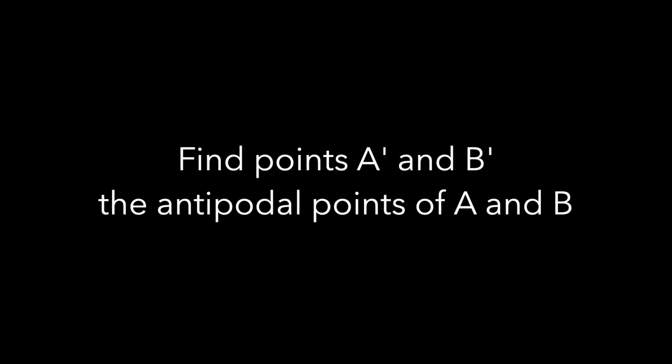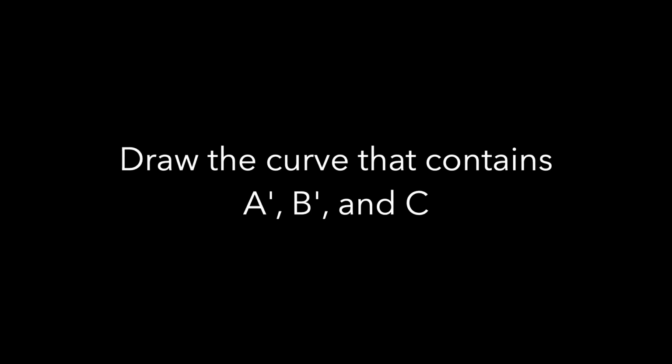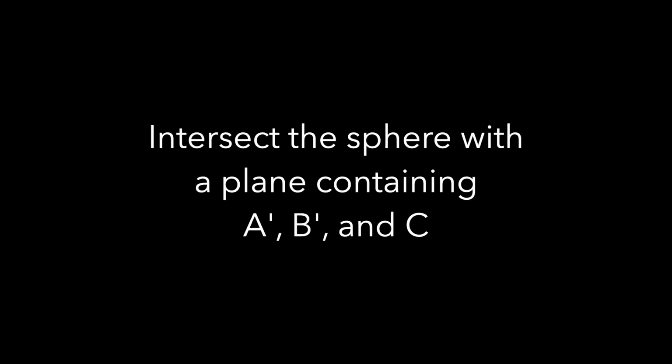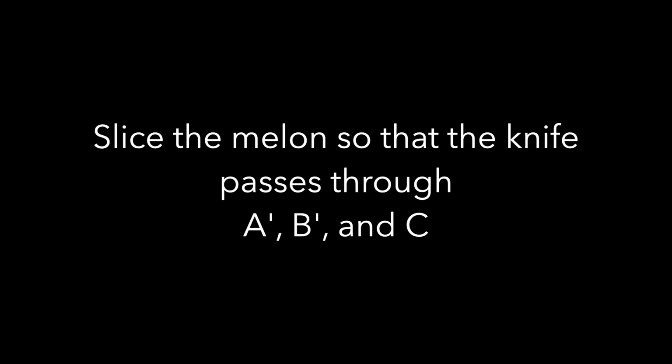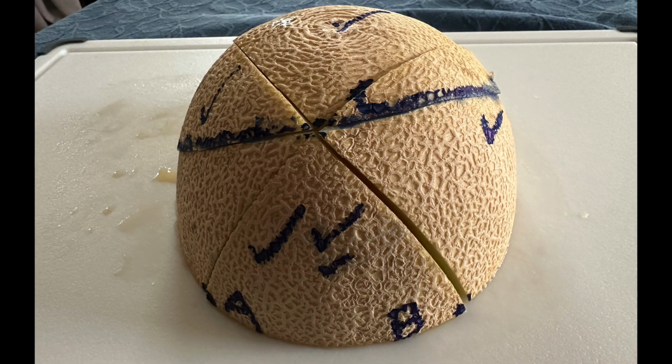Look for the antipodal points, A prime and B prime, the ones that are on the opposite side of the sphere from A and B. So if A were the North Pole, A prime would be the South Pole. Draw the curve that contains A prime, B prime, and C. This is a curve that we get by intersecting the sphere with a plane containing A prime, B prime, and C. Or we can look at this with the melon, cut the melon so that the knife passes through A prime, B prime, and C without changing directions. So we get something like this.